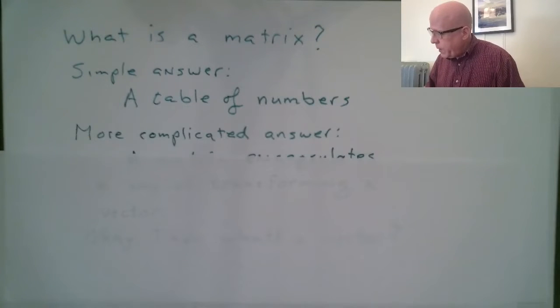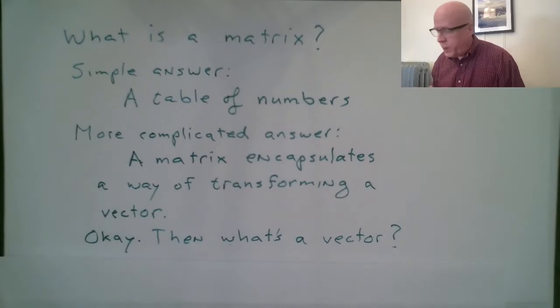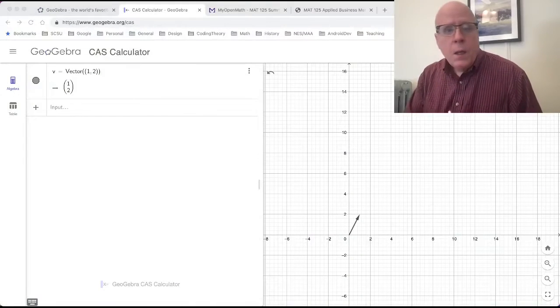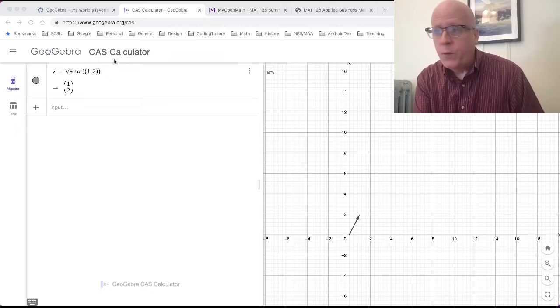A more complicated answer is this. A matrix encapsulates a way of transforming vectors, which begs the question then, okay, what is a vector? Now for that, let's pop over to looking at GeoGebra. Oh, by the way, we're in the computer algebra system version of it, and you're going to want to be in the CAS calculator for really the remainder of the course.